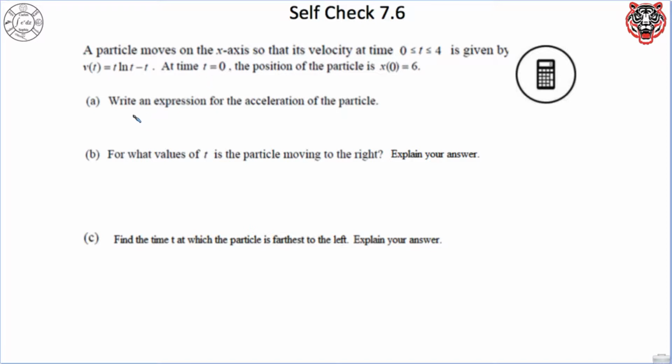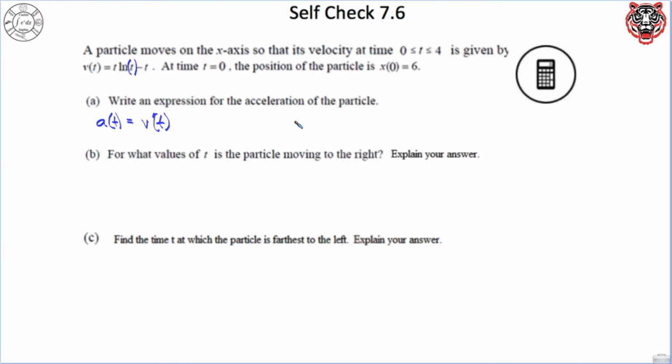So for part A, write an expression for the acceleration of the particle. And again, we are using the calculator for this one. So acceleration, a(t), is going to be the derivative of what? Velocity, because you wrote it down. And by the way, for this problem, there's the parenthesis right there for natural log of t. I should have said it again though.